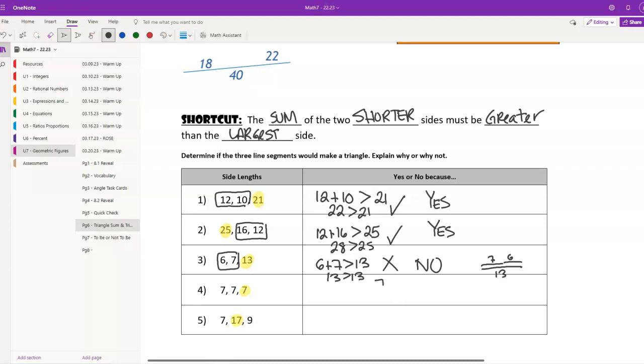Right? In number 4, 7 plus 7, is it greater than 7? 14 is greater than 7. So yes, it is a triangle.